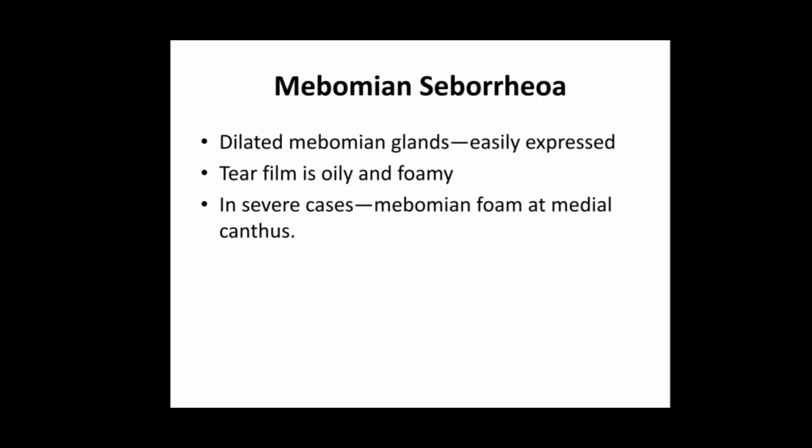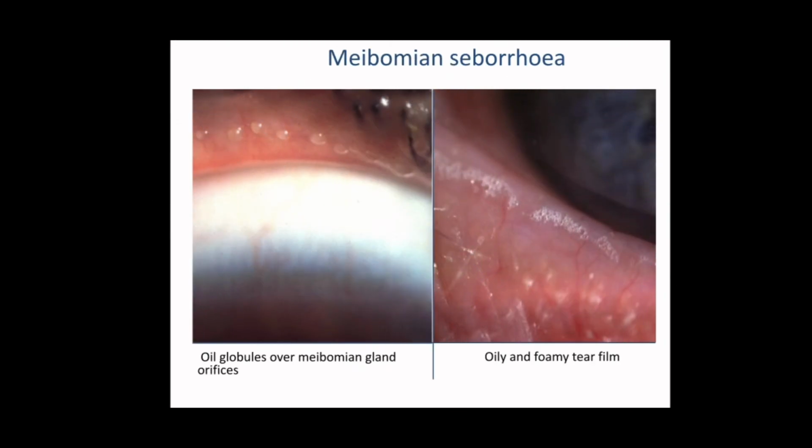Meibomian seborrhea: dilated meibomian glands, easily expressed. The tear film is oily and foamy. In severe cases, meibomian foam at the medial canthus can also be seen. This is a picture of meibomian seborrhea. In this picture you can see oil globules over the meibomian gland orifices. In the other picture you can see an oily and foamy tear film.